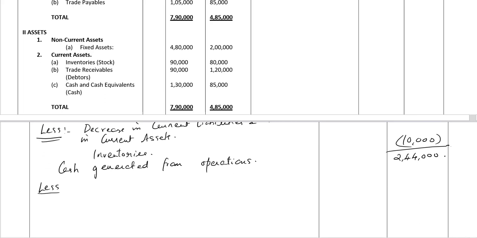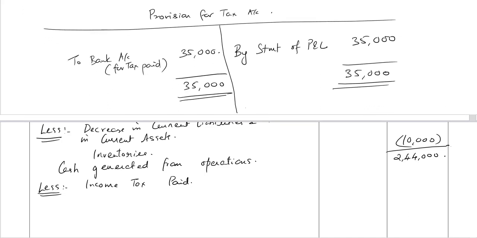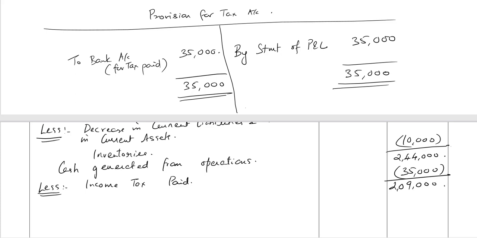We'll go ahead and deduct the income tax paid. As per the working note, the income tax paid is 35,000 rupees. ₹2,09,000 is the final cash flow from operating activities.